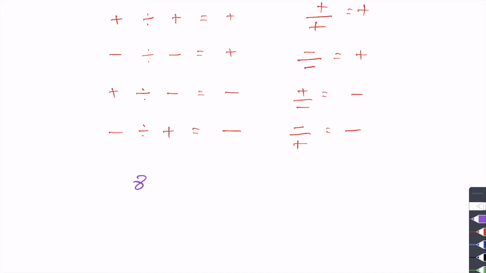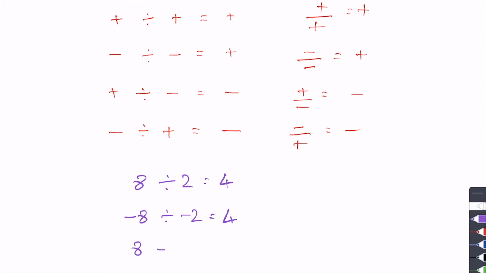If we have 8 divided by 2, both numbers are positive. My answer will be positive. So 8 divided by 2 is just 4. If I have minus 8 divided by minus 2, both numbers are negative. My answer will be a positive therefore, so 8 divided by 2, once again, is 4.